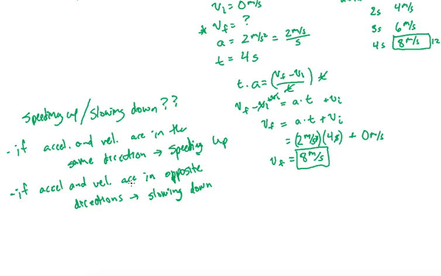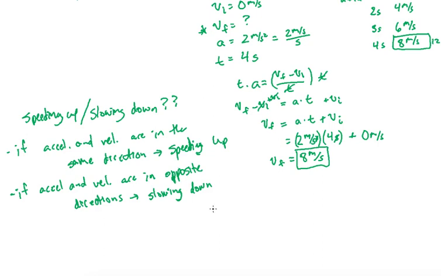So really all you have to do is look and see, do they both have the same sign? This would mean they're both positives or they're both negatives. If that's the case, they're speeding up. But if one of them is positive and the other is negative, or vice versa, it doesn't really matter which one. The acceleration could be positive and the velocity could be negative, or the velocity could be positive and the acceleration could be negative. Whichever way it is, then it's slowing down. They're working against each other.